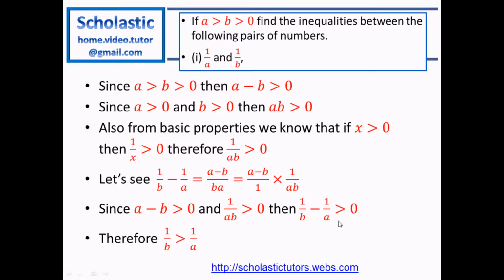Then what we can do is we take this minus 1 over a to the right hand side to conclude with the answer that 1 over b is greater than 1 over a. That's the first inequality between these two numbers.